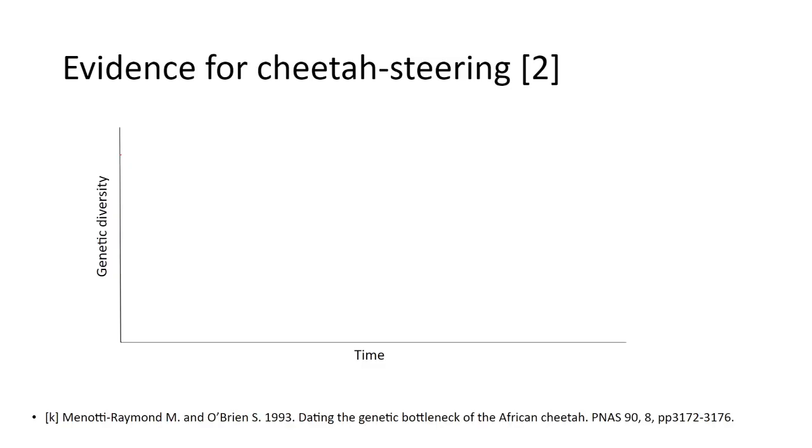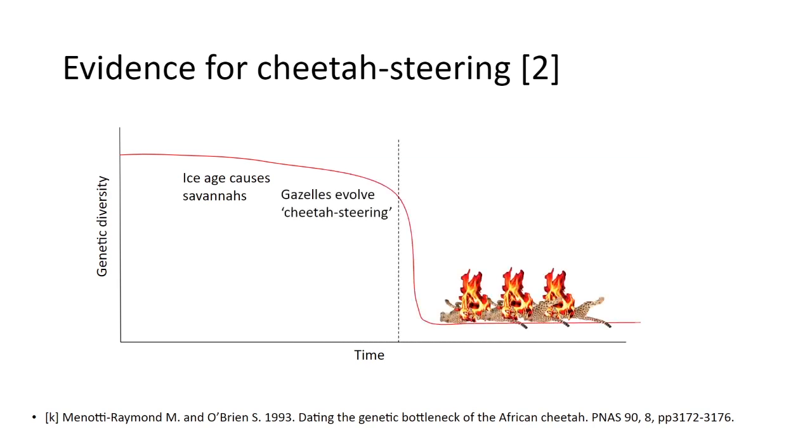Oh, the humanity. The second piece of evidence that I have is during the Pleistocene, when there were these ice ages and this expansion of the savanna habitat as a result, we see this genetic bottleneck in cheetah populations that no doubt represents a population decrease as a result of gazelles evolving this cheetah steering behavior. So as we'll follow along here, ice ages cause savanna, and oh no, oh look, they're all dead.